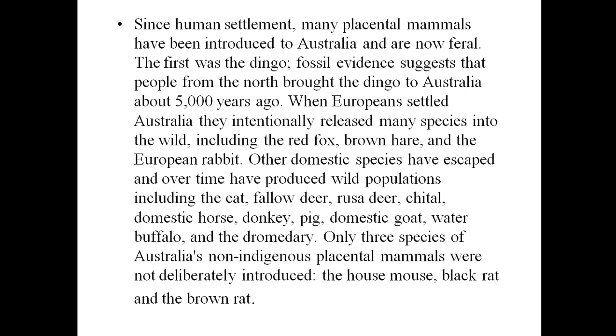they intentionally released many species into the wild, including the red fox, brown hare, European rabbit, and there are some domestic species also that escaped. Over time, they produced wild populations, including cat, fallow deer, rusa deer, cheetal, domestic horse, donkey, pig, domestic goat, water buffalo.